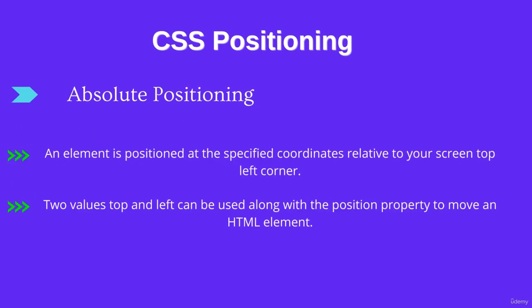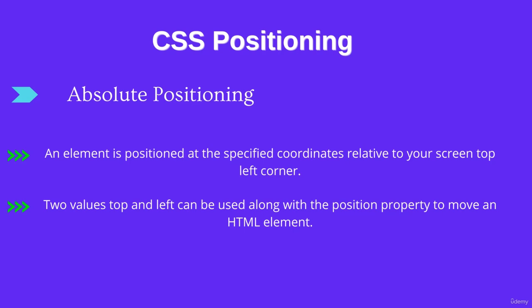So let's talk about absolute positioning. Absolute positioning is, as the name says, absolute, which means here you will have to pass two values, the x-axis and y-axis values. The x-axis means the horizontal one, which will be taken from the left-hand side, and from the top, that is vertical, that is the y-axis. On the basis of the coordinates you pass, the particular element will be placed at that location.